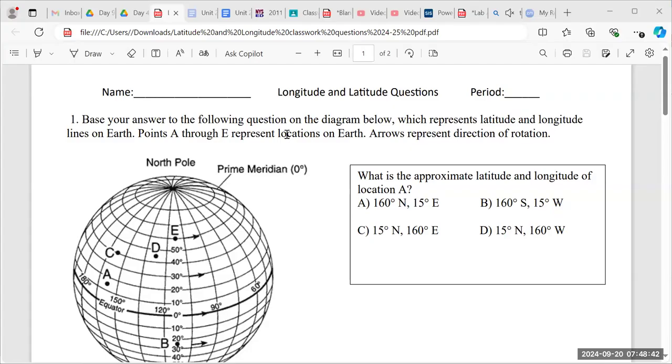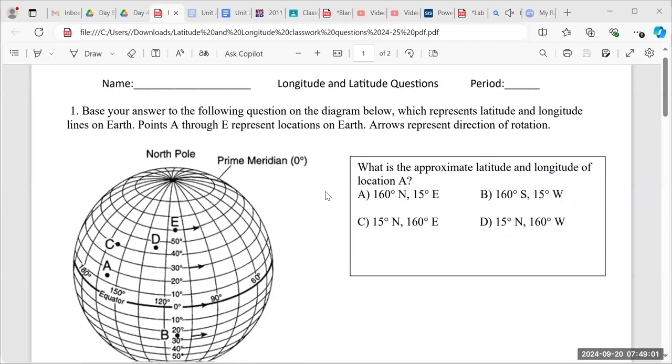All right, everybody. So, welcome to longitude and latitude questions. We're going to start with number one. Number one says: answer the following questions on the diagram below, which represents the latitude and longitude lines on Earth. Points A through E represent locations on Earth. Arrows represent direction of rotation.